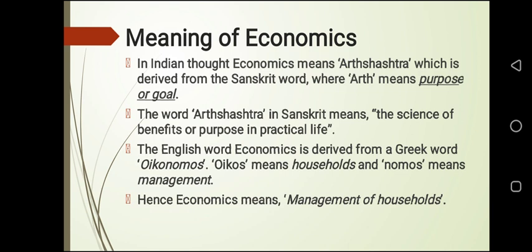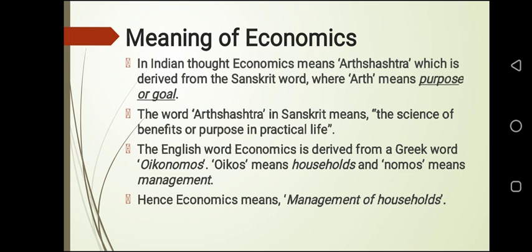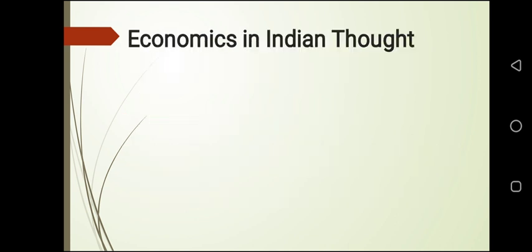First, in the Indian terms, arthashastra is derived from the Sanskrit word, where it means it is a science of benefit and purpose of practical life. Whereas in the second, the English word economics has been derived from the Greek word oikonomos. Now, oikos means household and nomos means management, where economics wholly means management of household. So these are the two meanings which you need to remember as a basic concept, general meaning. I hope you have been clear with the meaning. Let's move to the next topic.